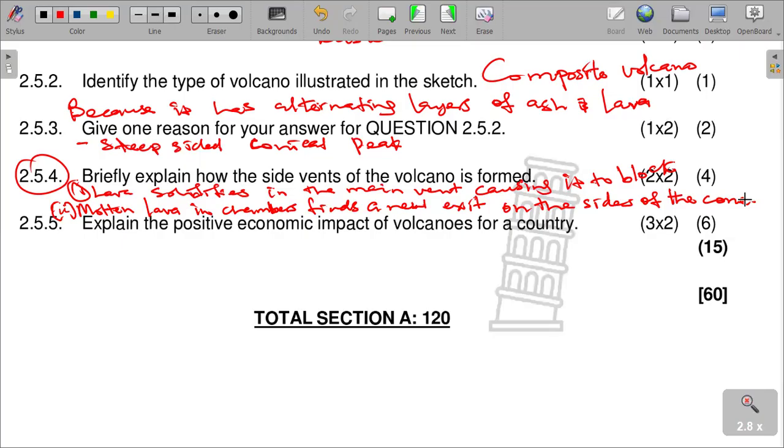And then maybe lastly, number 2.5, explain the positive economic impact of a volcano for a country. You can talk about points such as, one, volcanic soils are fertile and allow intensive agriculture.